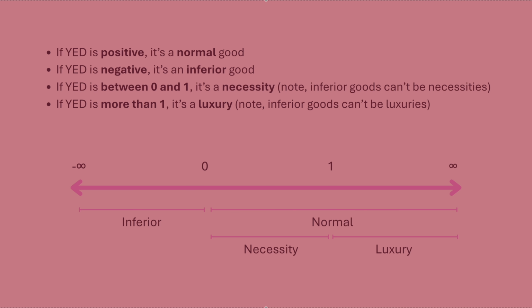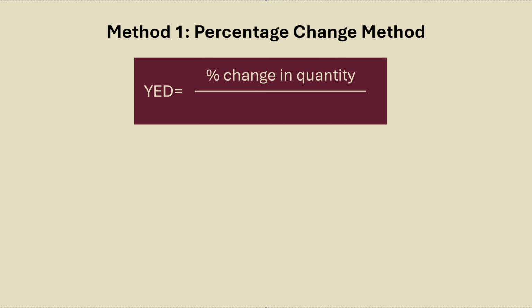Alright, so how exactly do we calculate YED? Well, there are 2 main methods. The first is the percentage change method, where YED equals the percentage change in quantity divided by the percentage change in income. So the amount more or less that you buy over the amount more or less that you have. Let's do an example.